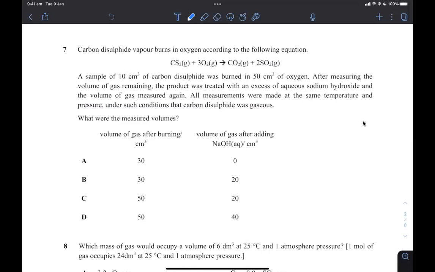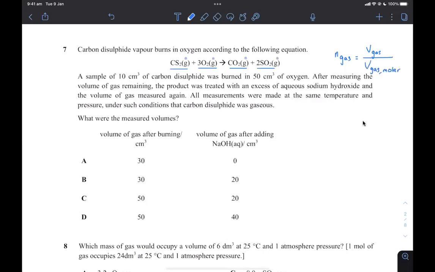Anyway, in this question, I forgot who asked it just now, but this is carbon disulfide, carbon with 2 sulfur. This is 3 oxygen. This is 1 carbon dioxide and 2 SO2. Importantly, have a look at this gas, gas, gas, and gas. Because everything is gas, we know that the mole of a gas is equal to the volume of the gas divided by the molar volume of the gas.